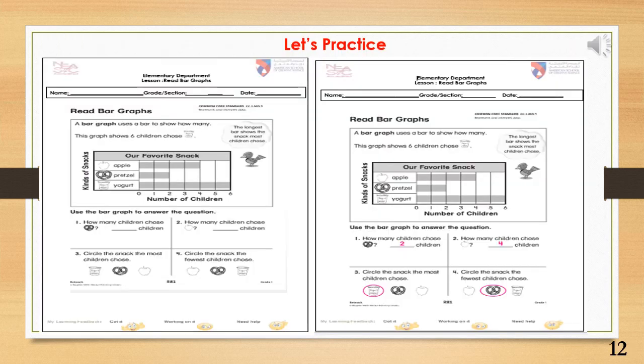Slide number 12, independent practice learning. Let us do number 1 together. Using the bar graph, let's answer the questions. Number 1, how many children chose pretzel? Looking at the bar graph, we see that 2 children chose pretzel. Number 2, how many children chose apple? We follow the line, and the answer is 4.